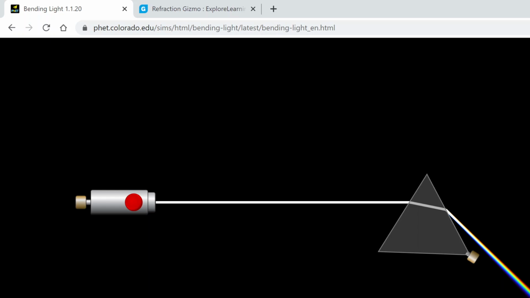Anyway, give the gizmo a try, okay? And I get it if you're having a hard time with it, but do the best you can, and then just follow the instructions to the letter. And then tomorrow, when I see you, we're going to go through refraction in some great detail, okay?